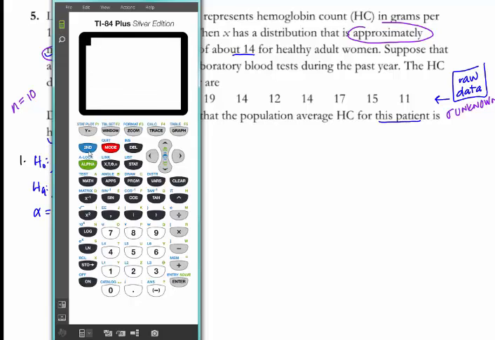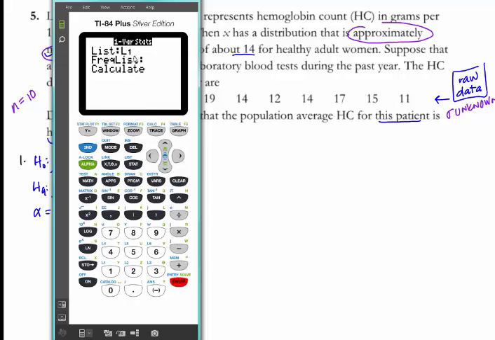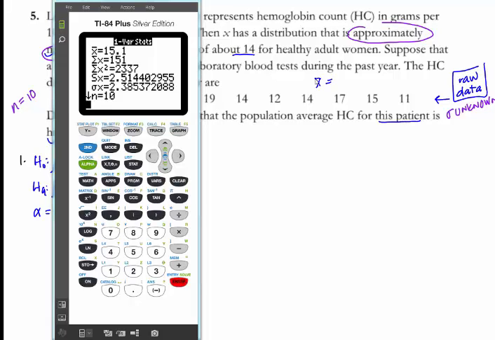You can quit from there and run the one variable statistics with stat, calc, one variable statistics on list 1. To calculate that, we have a mean of list 1 of 15.1 and a standard deviation of 2.514402955 if I write down all the values the calculator gives us.